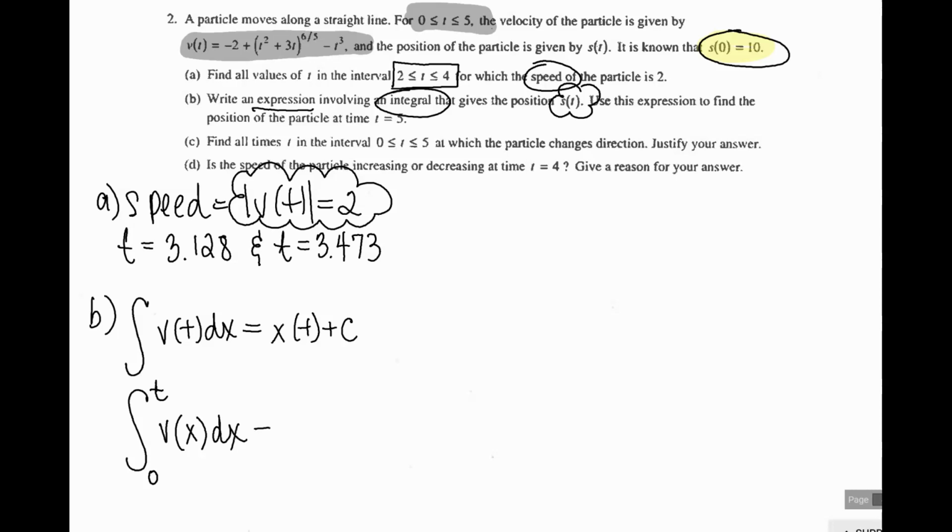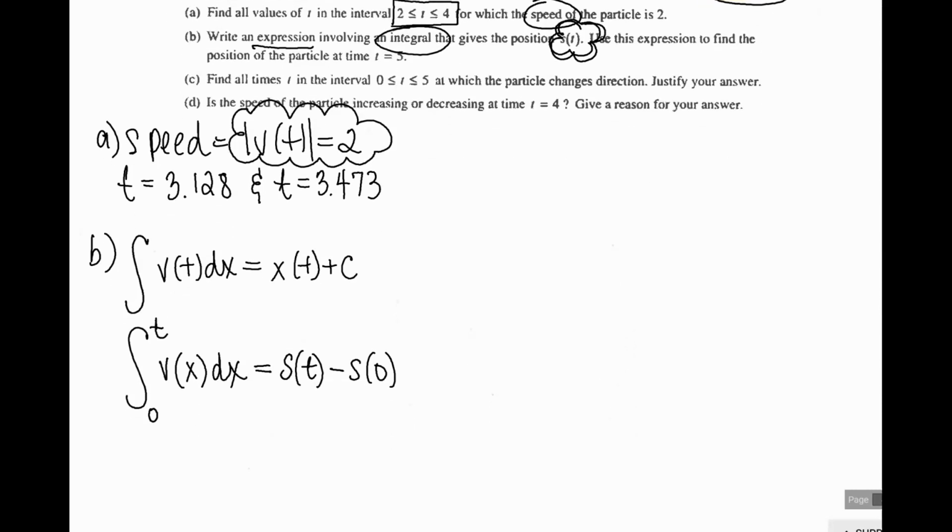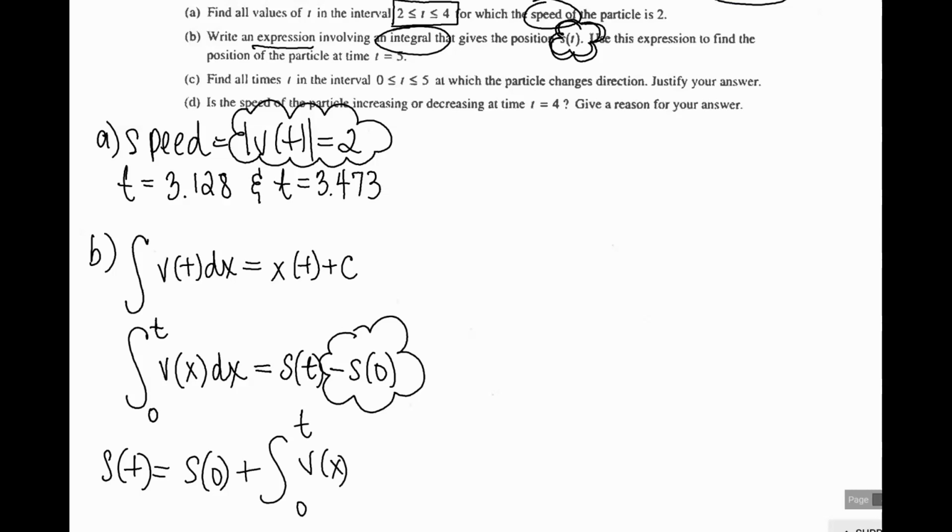So that means if I integrate velocity from 0 to t, I would get back my position, which they're actually using an s here instead of an x. So I'm going to get back position at t minus position at 0. Now this question is specific. It wants to know what the expression is for s of t, which means now I need to isolate s of t. So when I isolate s of t, I'm just going to add this s of 0 to the other side, which means s of t is equal to s sub 0 plus the integral from 0 to t of v of x with respect to x.